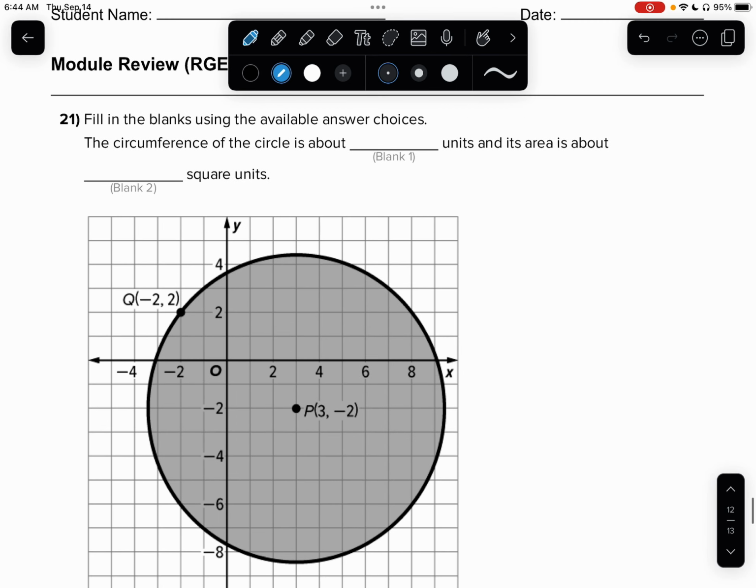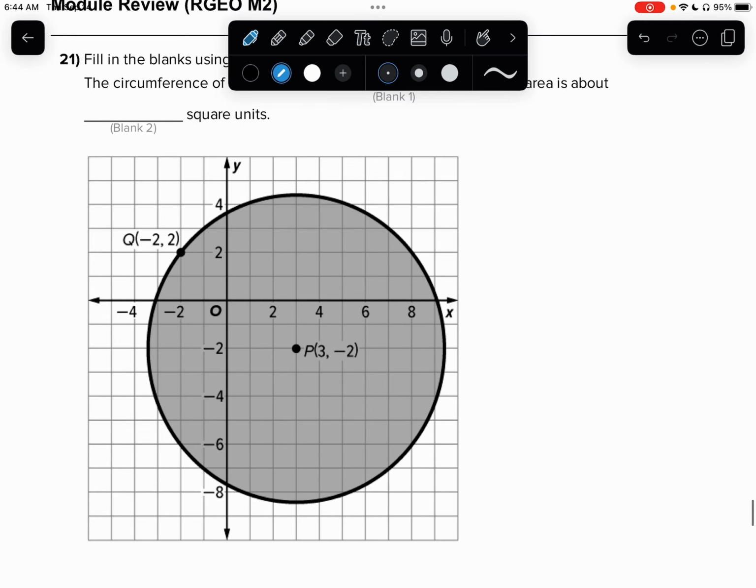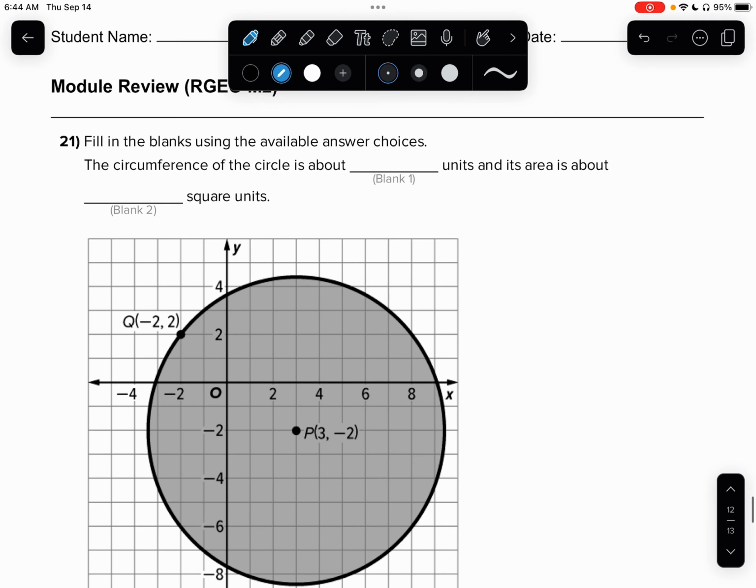Moving on. Fill in the blanks using the available answer choices. The circumference of the circle is about blank units, and the area is about blank square units. Okay, so what we're going to do, we're going to find the radius using the distance formula here. And then once we find that radius, we're going to use that to find the area and circumference.